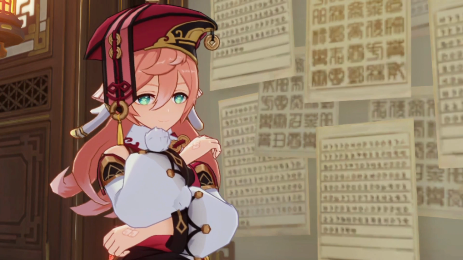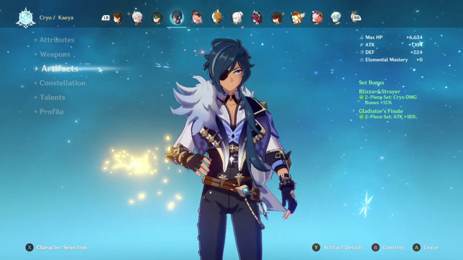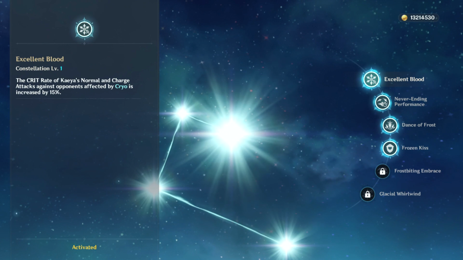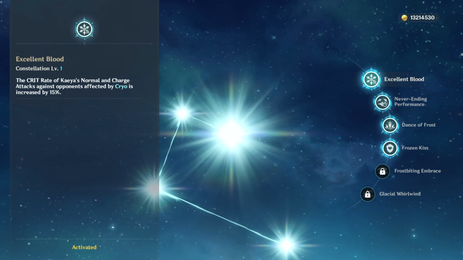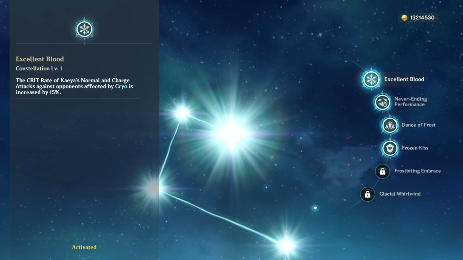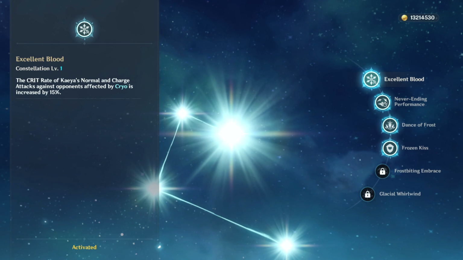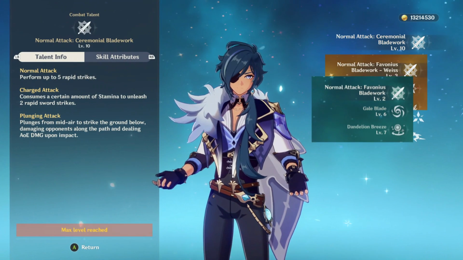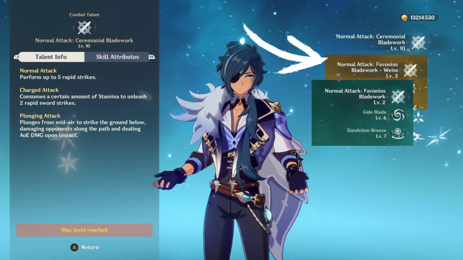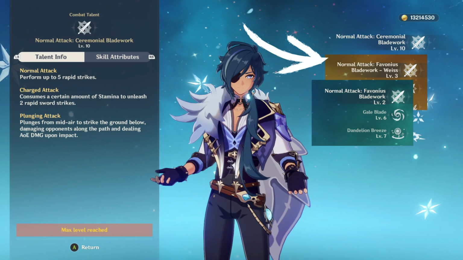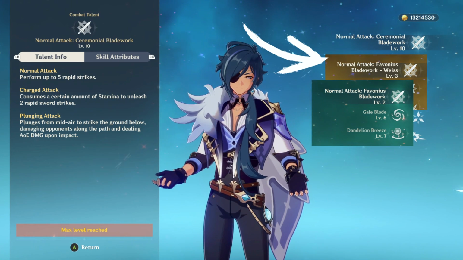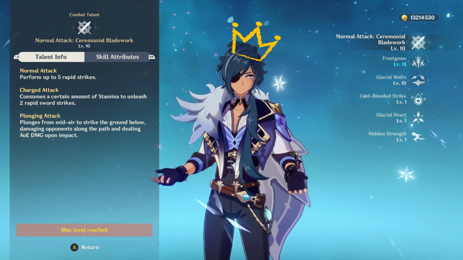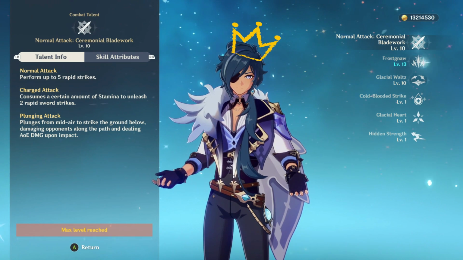To start, Kaya's first constellation is called Excellent Blood in English, while in other languages, it's translated to Excellent Lineage or Superior Bloodline. This, coupled with him being called Khaenri'ah's last hope, and the fact that he's the only sword or claymore-wielding Knight of Favonius to use ceremonial blade work over Favonius blade work for his normal attacks, is what gives rise to the popular theory that Kaya must be a Prince of Khaenri'ah. In other words, he may have royal blood.